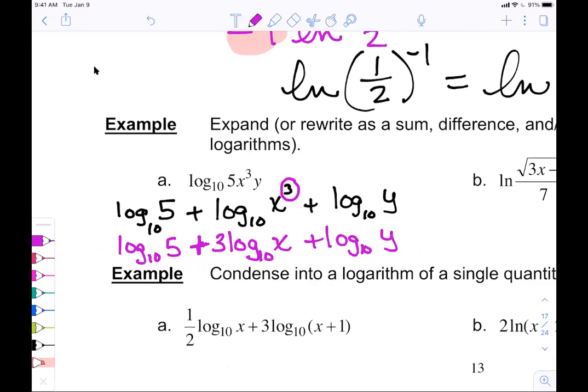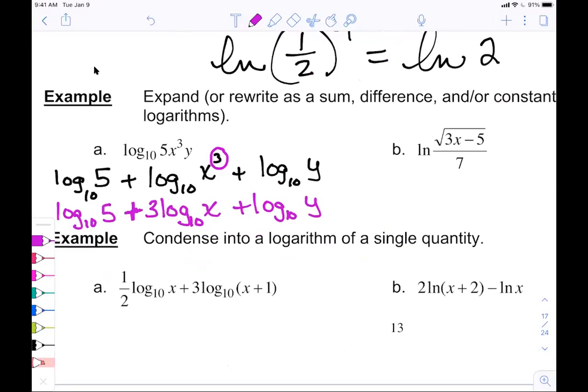So if we look at letter B, we have the natural log, same thing. It just has a base of e instead of base of 10. We have the square root of 3x minus 5, that's all under the radical, and then divided by 7. So Evan, what do you think we would do here if it's division?